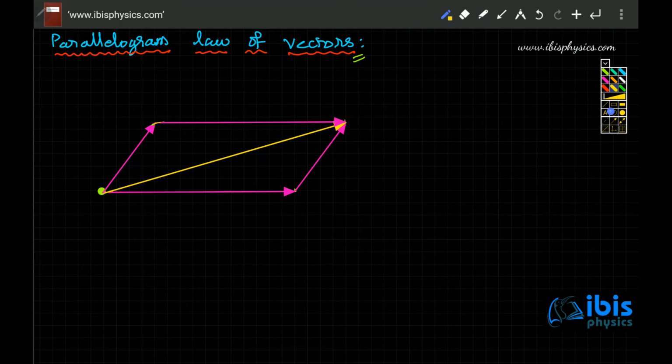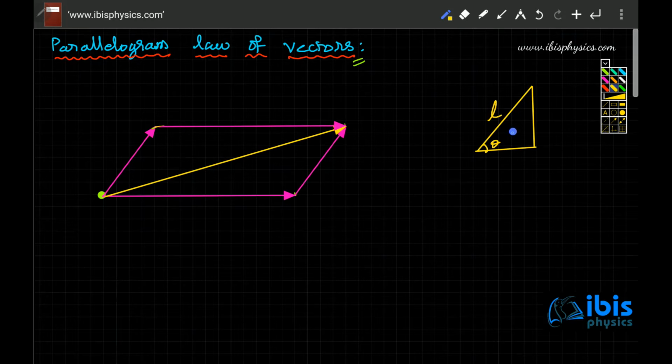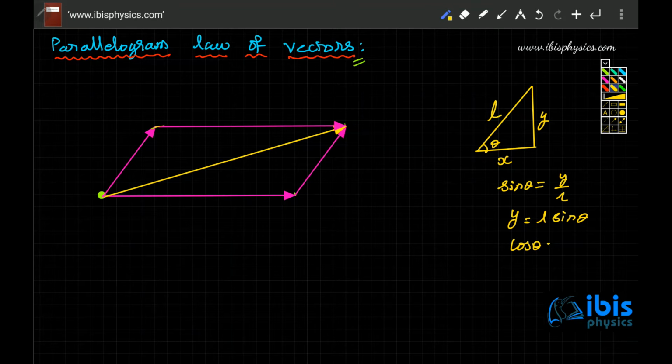You know one simple thing about this. Suppose you have a right angle triangle, and in that right angle triangle, if this angle is theta and the length of the hypotenuse is L, then let's say this side is y and this side is x. If you know only theta and L, you know that sine theta equals y by L and y equals L sine theta, and cos theta equals x by L and x is equal to L cos theta.